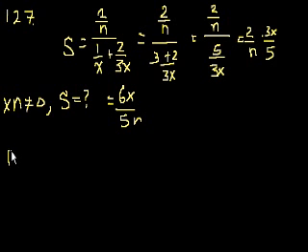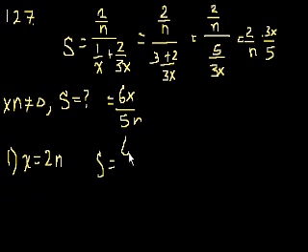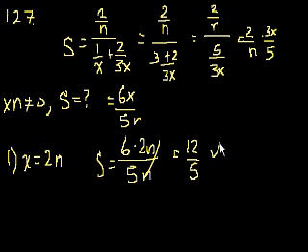So statement 1 tells us x is equal to 2n. So if x is equal to 2n, let's just substitute that into this statement for s. So then s would be equal to 6 times x, which we know is equal to 2n, divided by 5n. N's cancel out, so it equals 12 over 5. So statement 1 alone is sufficient to answer this question.